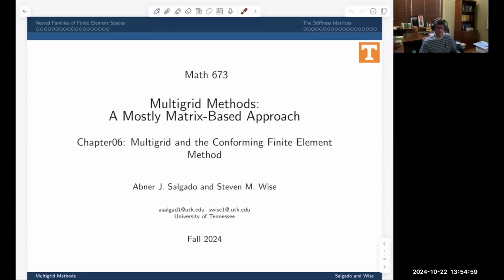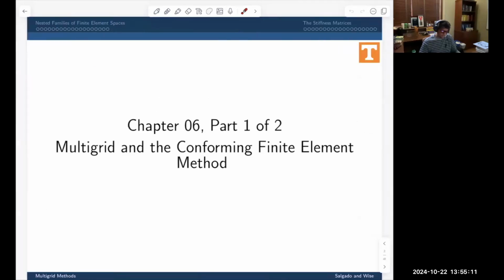There's nothing for us to do, which is kind of a letdown in some sense. But it's going to be nice to see how this applies to the finite element setting. So that'll be a brand new thing for us. There are two slide decks for this chapter, and we're going to start with part one, of course. Why not start with part one instead of part two?